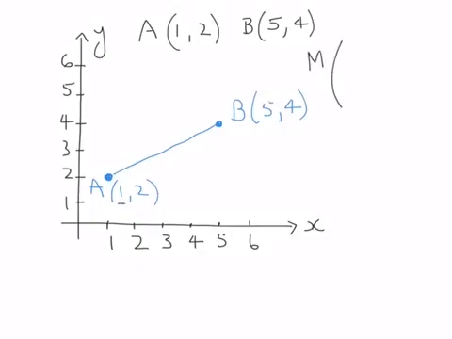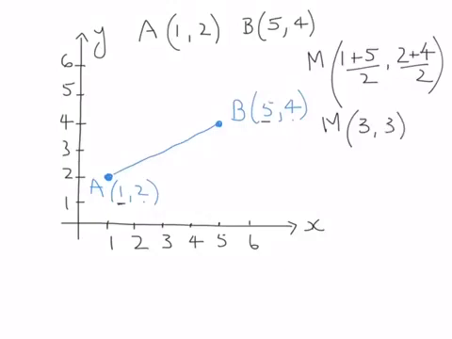Now, if I find the average of the x coordinates, so add them together and halve it, and I do exactly the same thing with the y values, add the 2 and the 4 together and halve that result, then that will find me the midpoint. So the midpoint ends up being 3, 3. If you have a look at the graph, if I go across to 3 and up to 3, that looks about right as well.